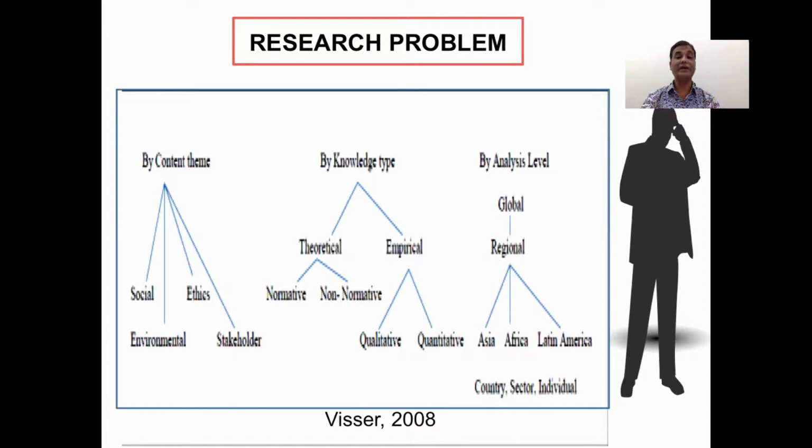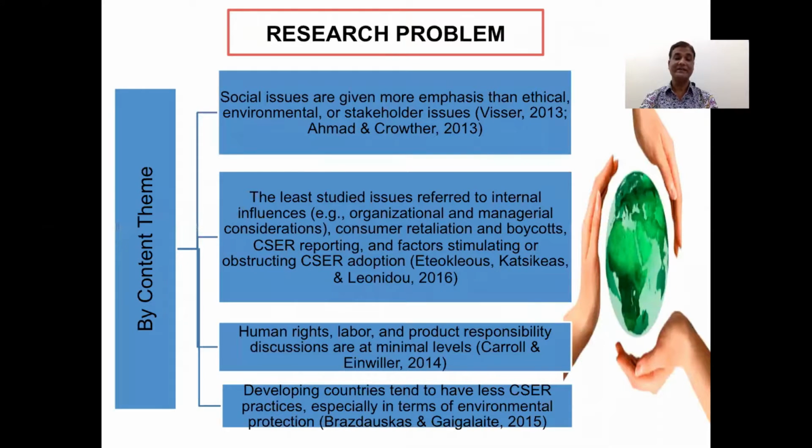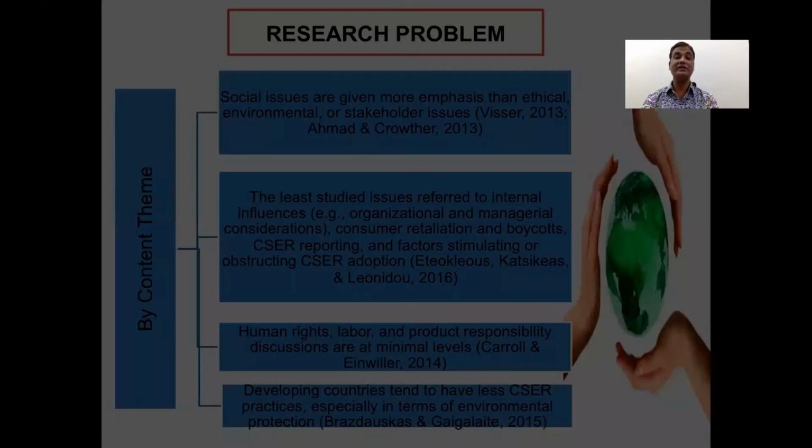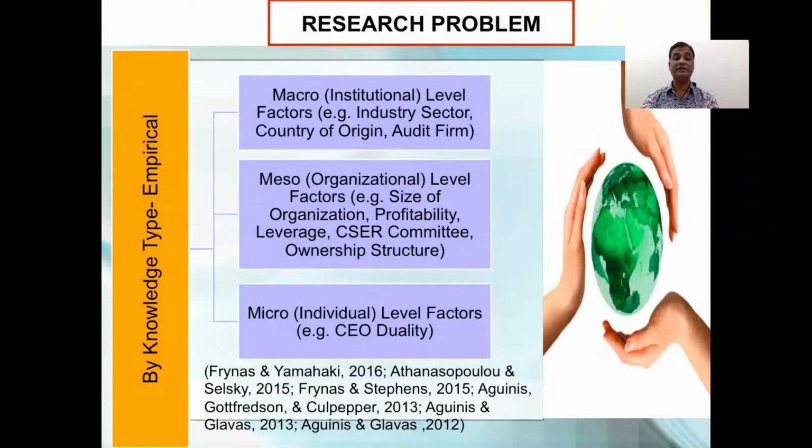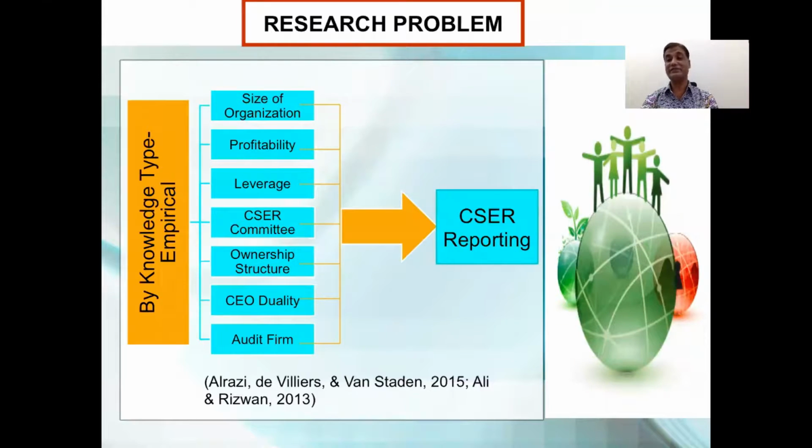She presented by content theme, by knowledge type, and by analysis level. By content theme, she has given many citations, and she has proved that in terms of content, there are some gaps and the studies required. And she continued to knowledge type, whereby she claimed that most of the studies are either concentrated on macro or meso or micro factors. But in her case, she is integrating the three, and she has given many citations there. She has even presented a framework combining the three.